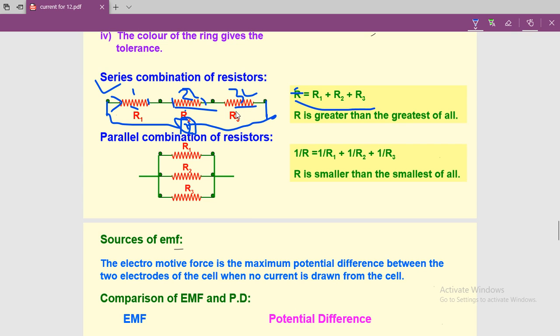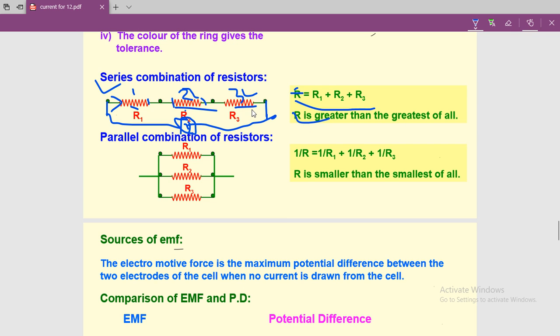It means R is also greater than the greatest value of resistor that is connected in series. Okay, so you can see that point here. R is greater than the greatest of R. It means R is greater than any one of the resistors in the series combination. So I hope you understand the concept of series combination.